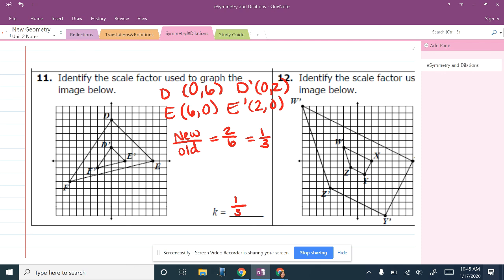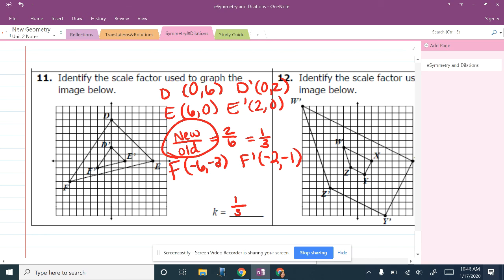F might be a little bit better picture for you because they're different coordinates. So F was what ordered pair? -6, -3. And F prime was what ordered pair? -2, -1. Okay, we already tried 6 and 2 1,000 times, right? -2 over -6 reduces to 1/3. -1 over -3 reduces to 1/3. Right? So you do new coordinate over old coordinate. Does that make sense?